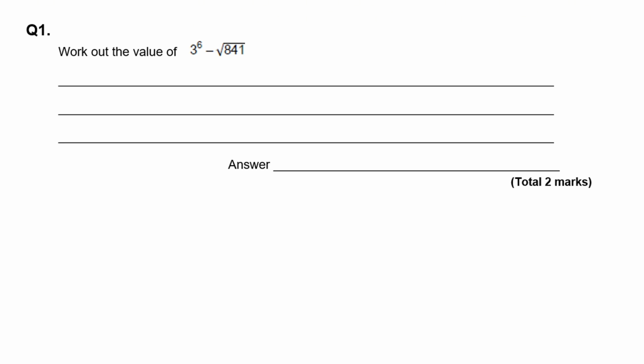So starting off with question number 1, it's asking us to work out the value of 3 to the power of 6 take away root 841. So what I'm going to do with this question is type this into my calculator and it's going to give me the answer, which is 700.